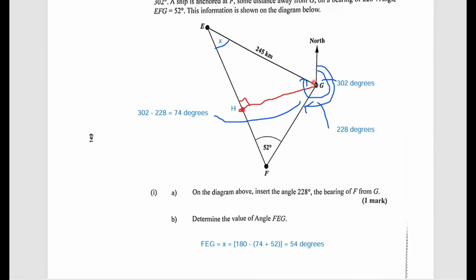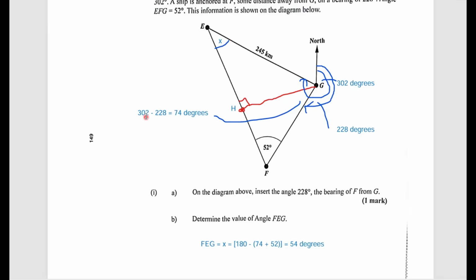Bearing of F from G, measured from north, right? You can see here, this angle here is what? 228. Determine the value of angle FEG. FEG. That's X. Now, how do we work out X? Well, first thing I want to say is this. The bearing of E from G is 302, and you can see how I draw that here. And this bearing is what? 228.